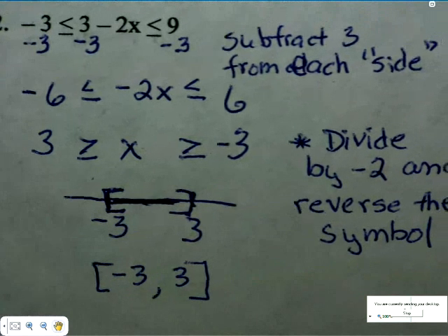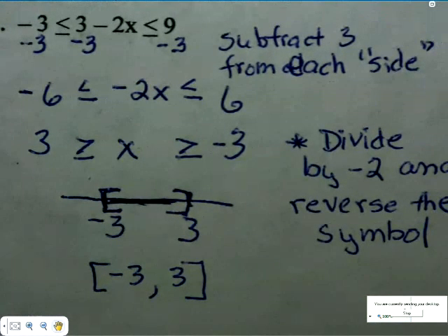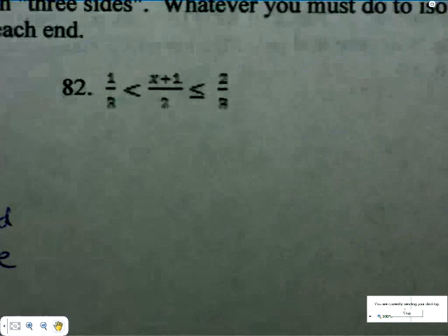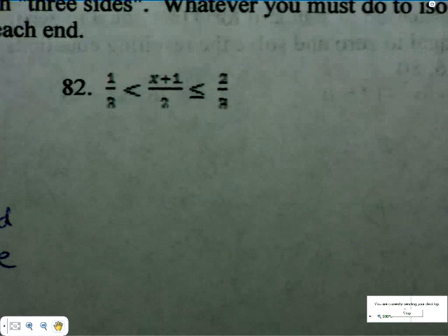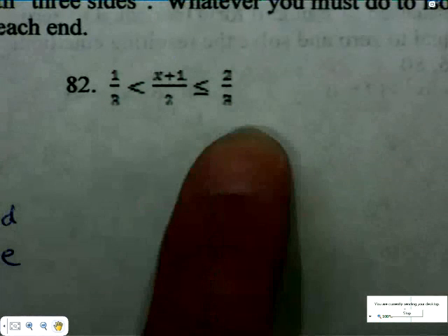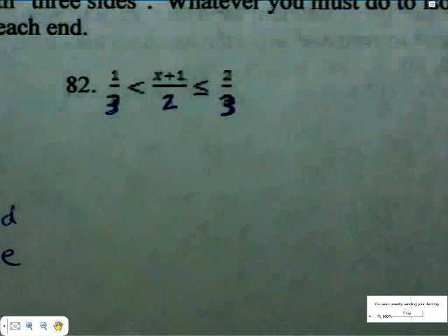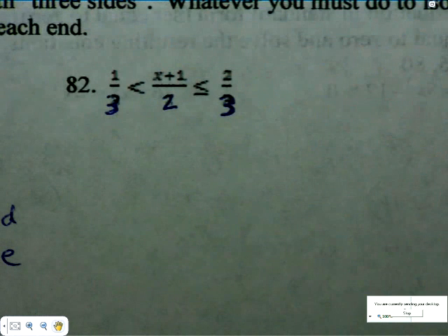All right, 82. More fraction practice. And what in the world are those denominators? Is this 3, 2, and 3? Ugh. So what's the first thing I need to do? The LCD is 6. And do what with it?